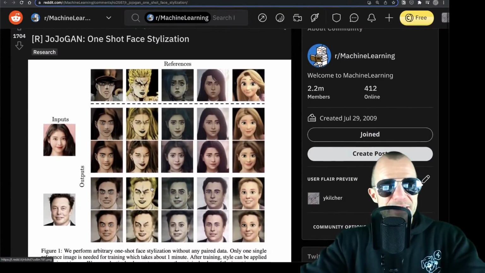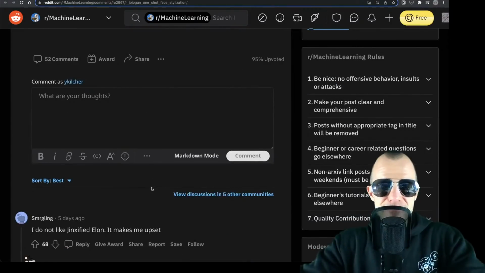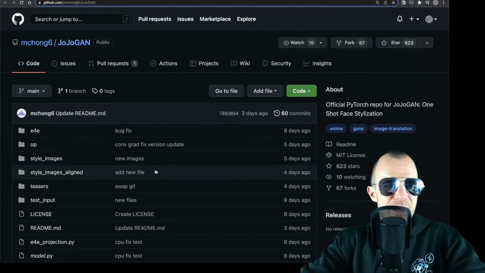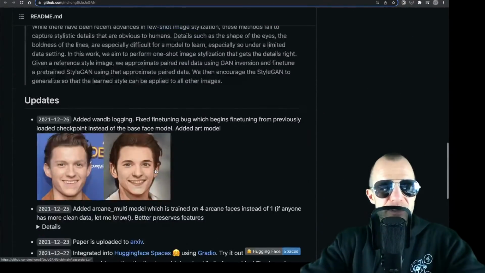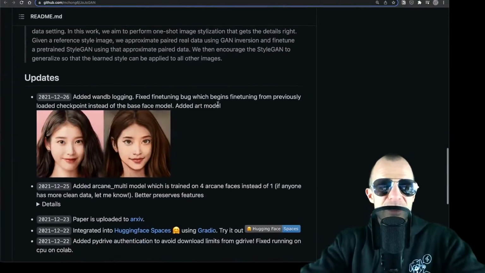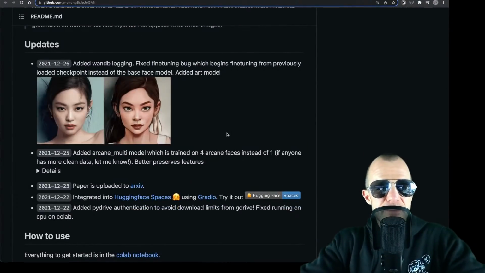JoJoGAN is a one-shot face stylization system, and the entire reason I wanted to show this is that there is a repo to go along with it, so you can try it out. There is a Hugging Face space. There is a nice GIF that explains it to you with famous people.